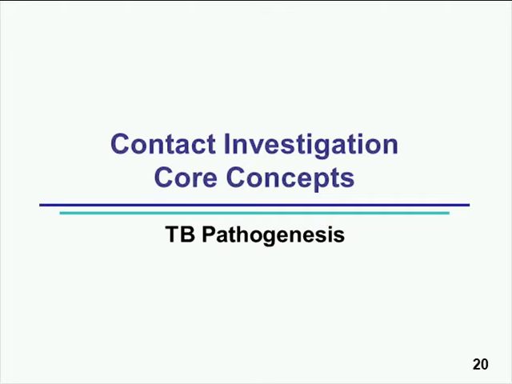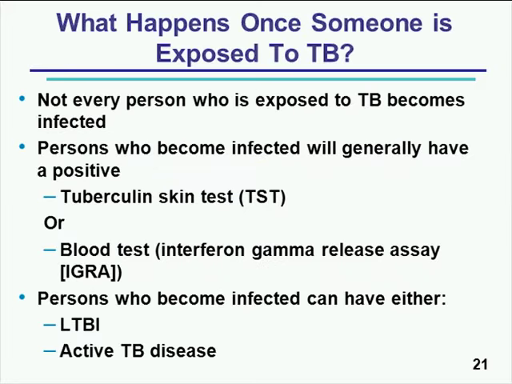Regarding pathogenesis, as you may know, pathogenesis is defined as how an infection or disease develops in the body. So what happens when someone is actually exposed to TB? Again, not everyone exposed becomes infected. However, persons who become infected would generally have a positive tuberculin skin test or an IGRA, and persons who are infected can either be diagnosed with LTBI or active disease.